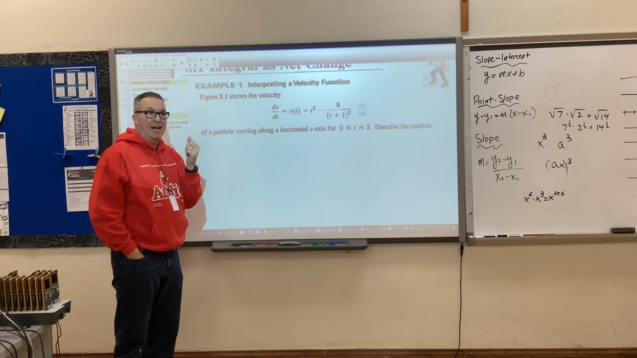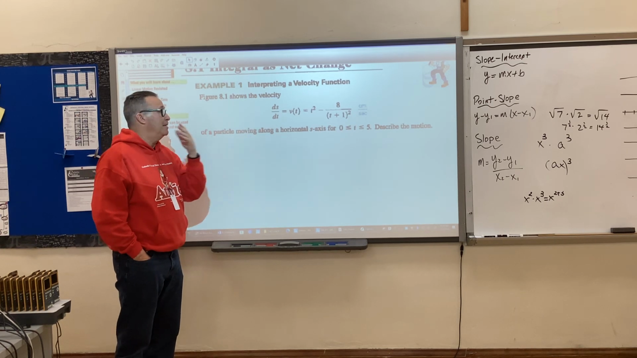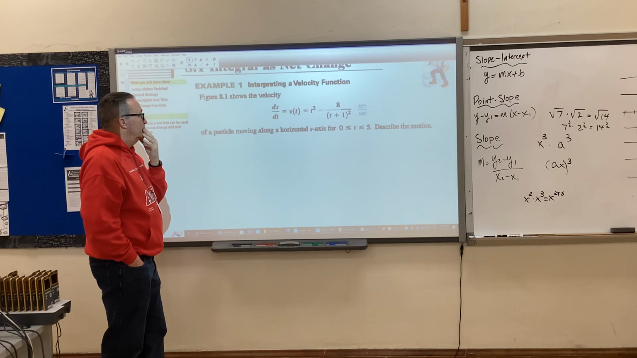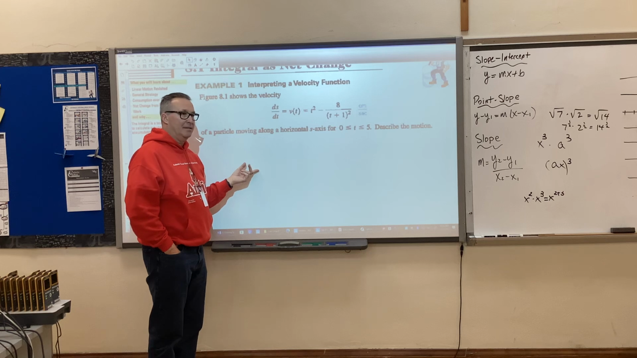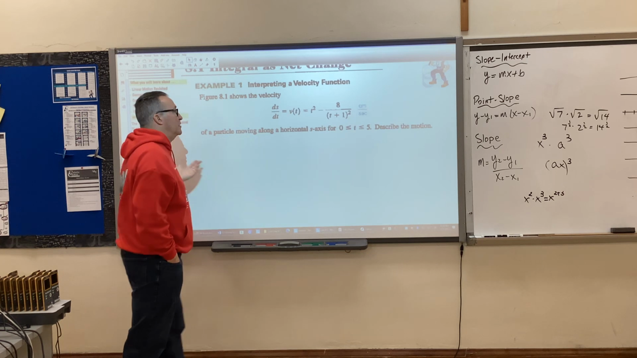Eight and a half, 8.5. Now the speed's positive. I think it's just going to keep speeding up, right? So it starts in the negative direction, slowing down, and then it stops and continues in the positive direction, right? That's describing motion.